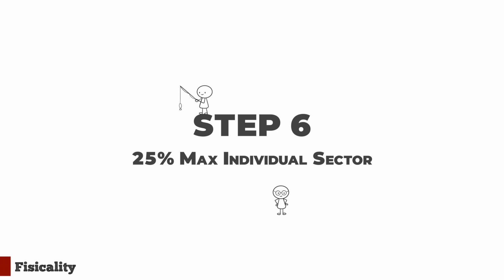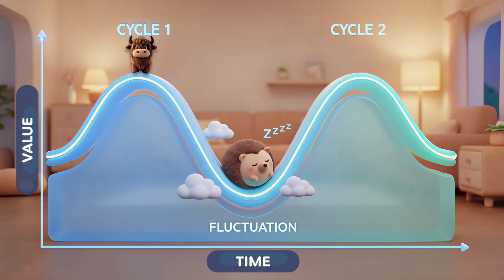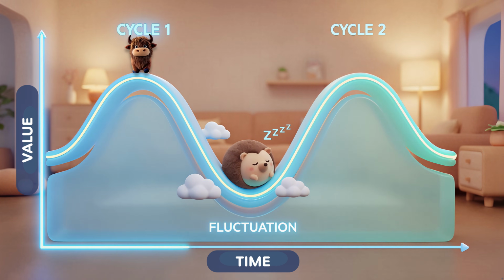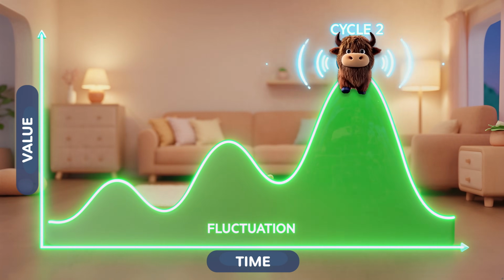Step 6, 25% max individual sector. The sector maximum is a redundancy for the individual stock maximum. It acts as a fail-safe to ensure a balanced, stable portfolio that's diversified and resistant to overconcentration risks.